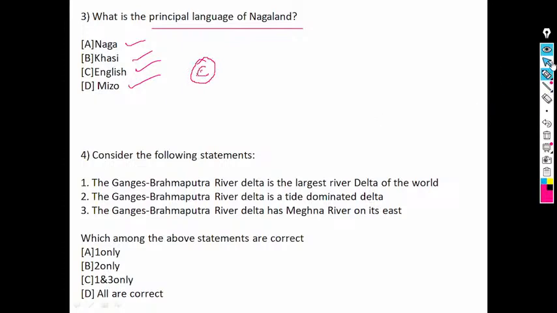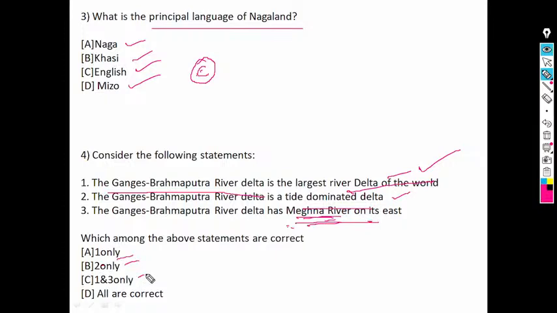Then, which one of the following statements? The Ganga Brahmaputra river delta is the largest river delta of the world. The Ganga Brahmaputra delta is a tide dominated delta. The Ganga Brahmaputra river delta has Meghna river on its east.